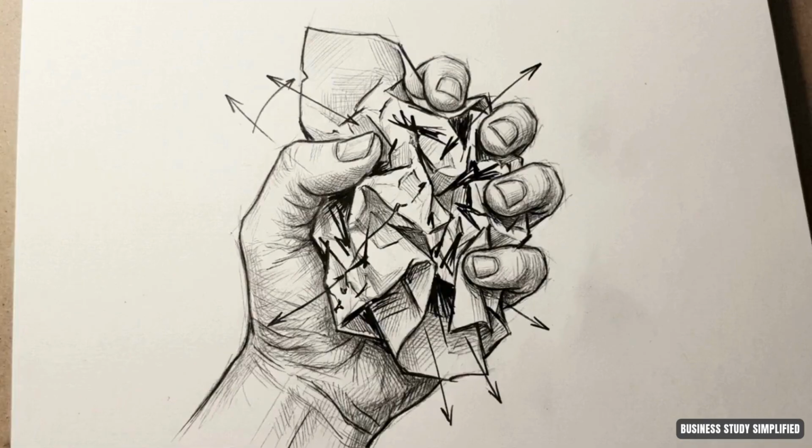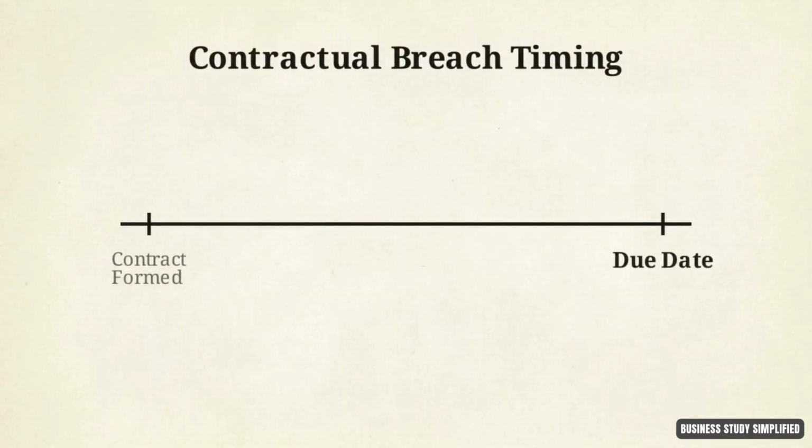We reach the final pathway, discharge by breach. This is the failure or refusal to perform an obligation without a valid legal reason. This timeline shows how failure timing determines legal options. An actual breach occurs here. The promisor fails to deliver on the due date.